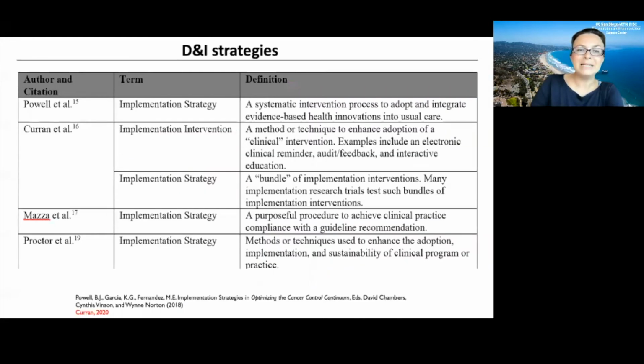If evidence-based interventions are the what is being disseminated and implemented, dissemination and implementation strategies are the how. A few different definitions of D&I strategies are provided on this slide. The general concept is that D&I strategies are methods, processes, or techniques that support the uptake, ongoing implementation, and sustained use of EPIS.